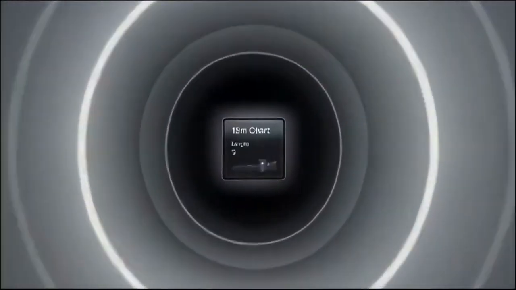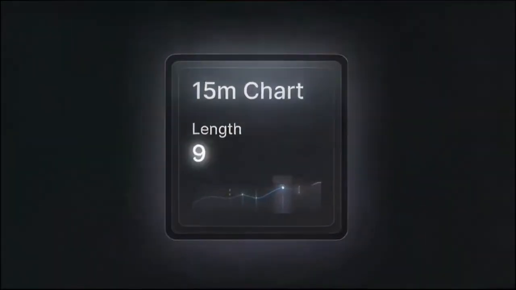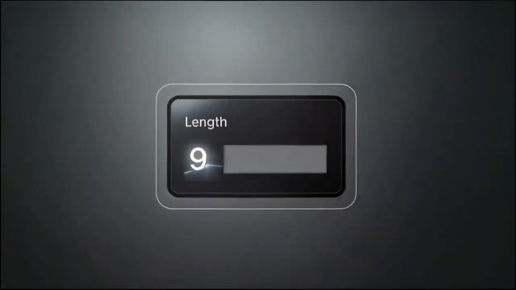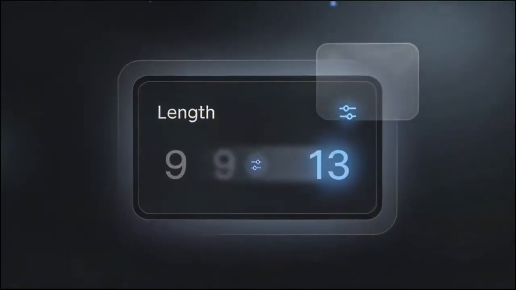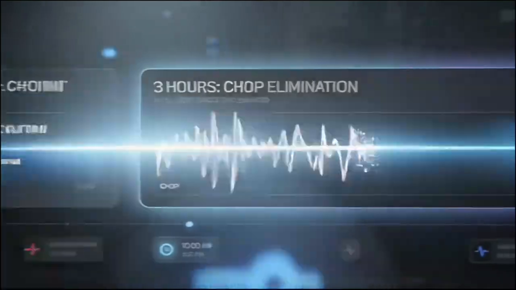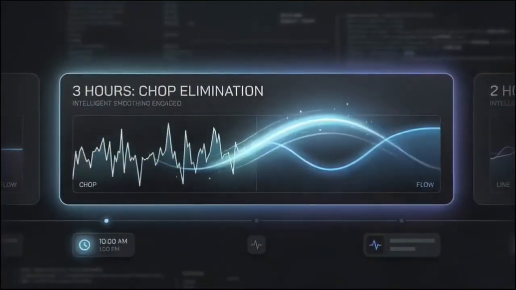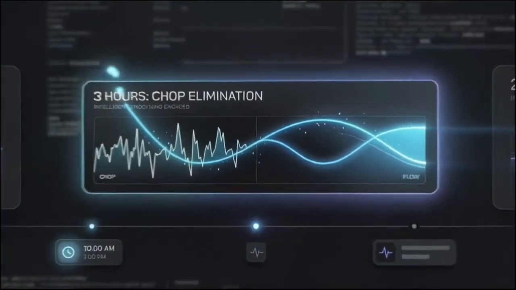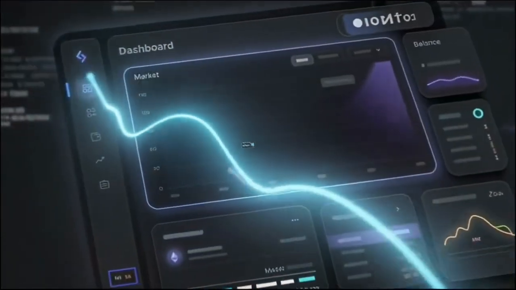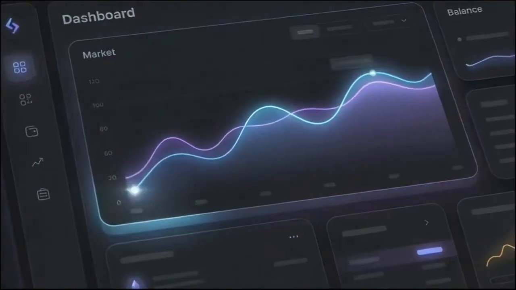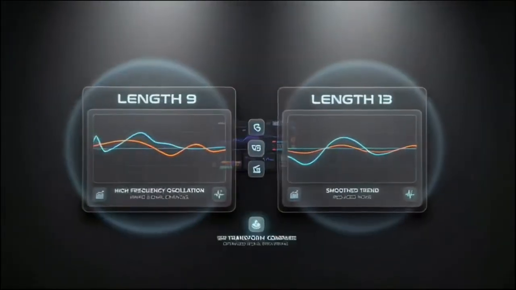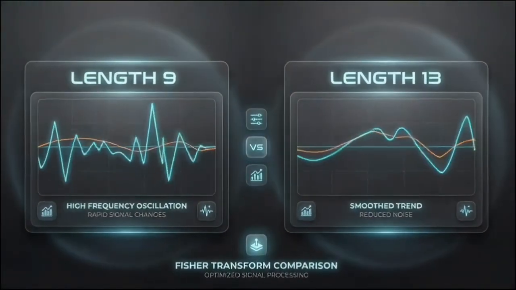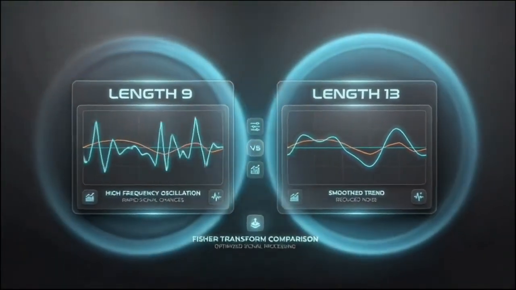Now the 15-minute chart. The standard length is 9 here as well, and it remains the benchmark. The alternative worth testing is length 13. On 15-minute candles, 13 reads a bit over 3 hours of price, which filters out lunchtime chop and keeps only the swings that matter for an intraday position you plan to hold for an hour or more. Length 9 gives you more signals and earlier entries. Length 13 gives you fewer, cleaner turns.